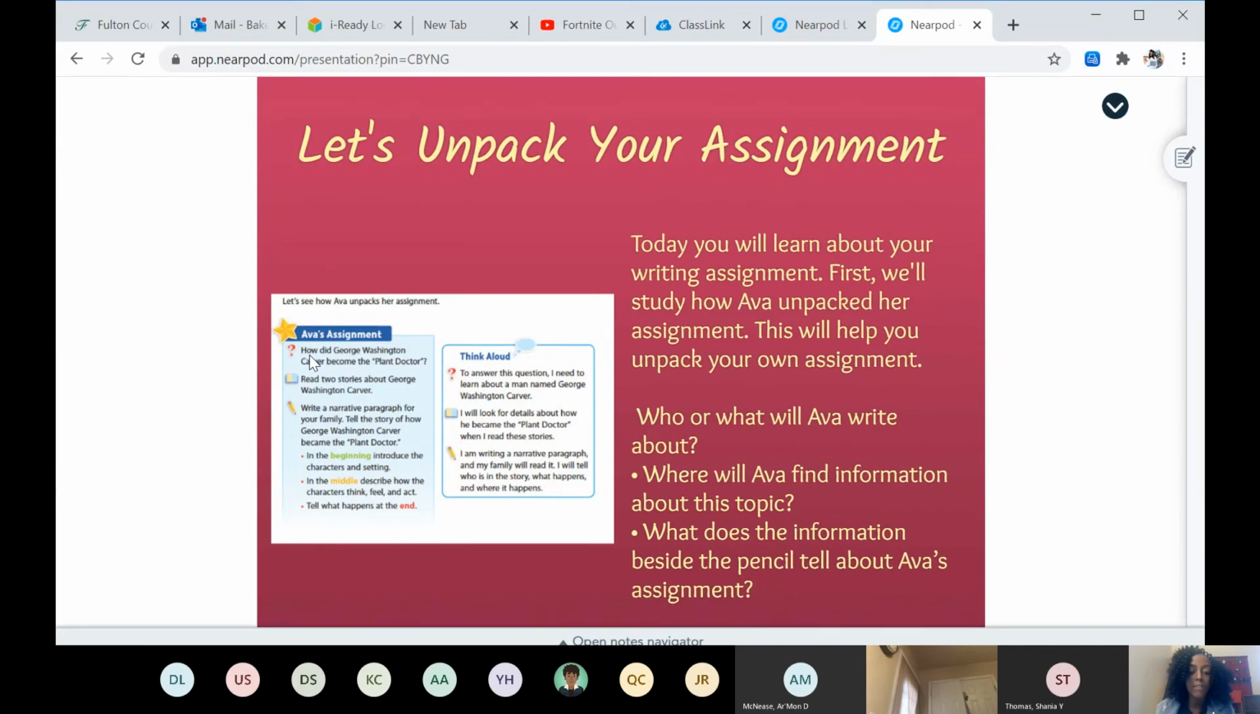So her teacher gave her the assignment and it says, how did George Washington become the plant doctor? So that was Ava's original assignment. She had to write a story about how did George Washington Carver become the plant doctor.